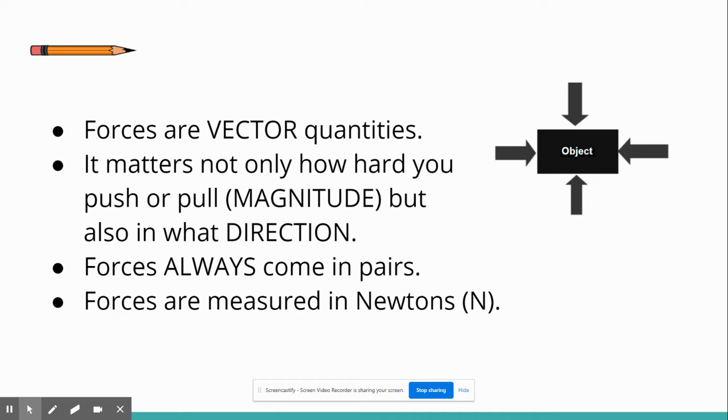Now, here come those vectors again. Remember, we said that we use vectors, or these arrows, when we need to represent something that has both a magnitude and a direction. So, velocity has a magnitude and a direction, acceleration has a magnitude and a direction. Well, forces have magnitude and direction, and so we also use these vectors to represent them.